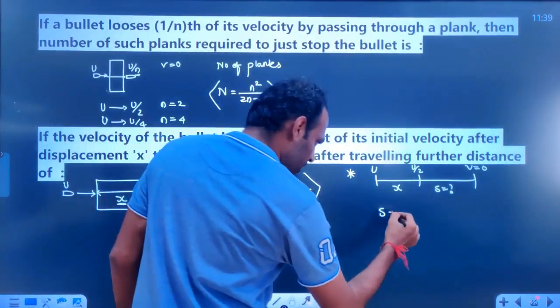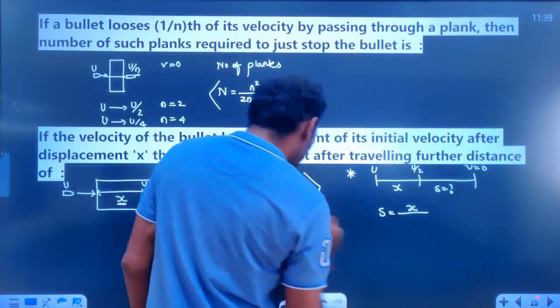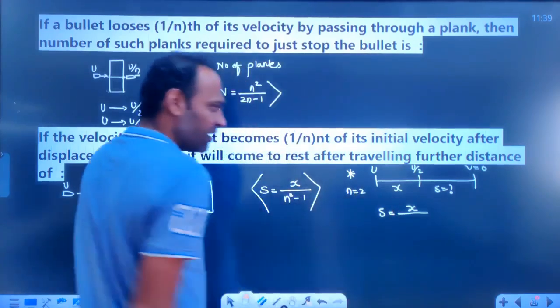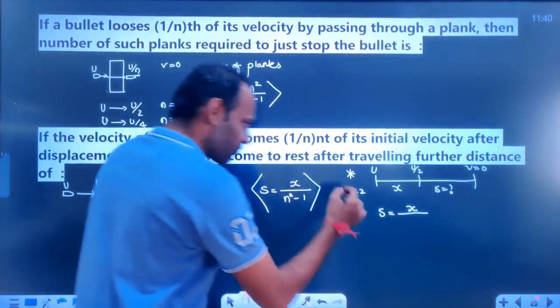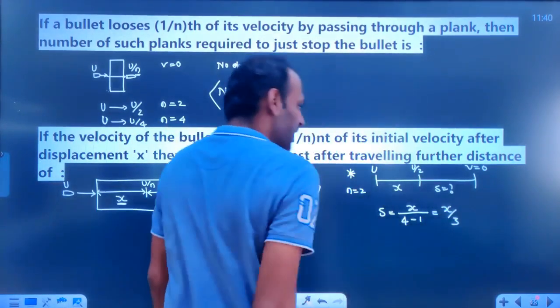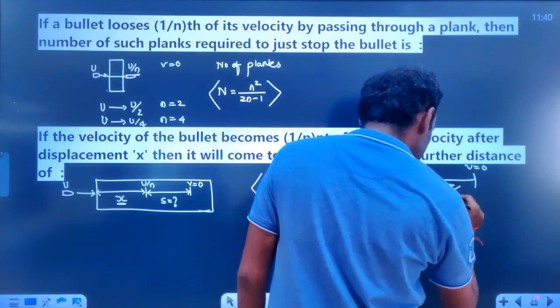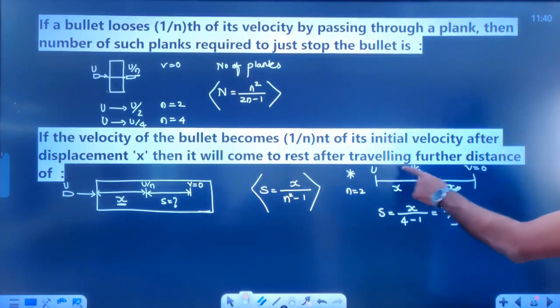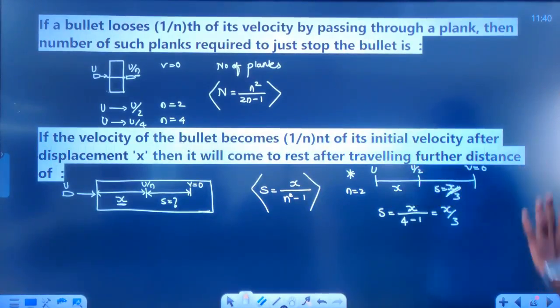Apply this formula: s is equal to x divided by, what is the value of n? The velocity becomes u by 2, so n is equal to 2, right? So n square means 2 square, 2 square is 4, 4 minus 1. So x by 3. It has to travel x by 3 distance to come to rest, if it has got reduced to half. This is the standard case. If it was reduced to half, then to reach 0 it must travel x by 3 distance.